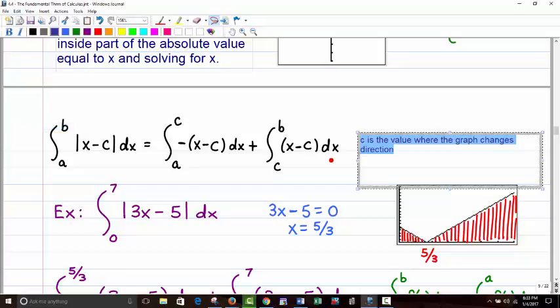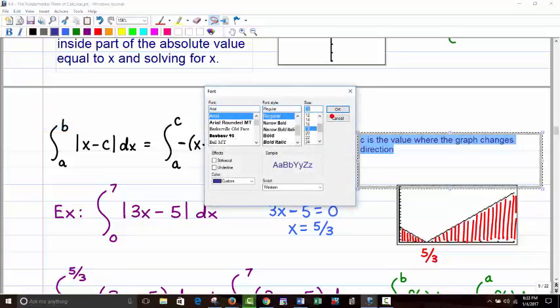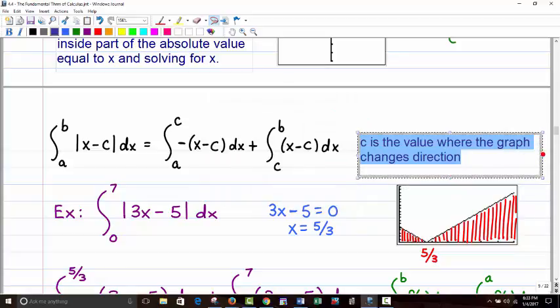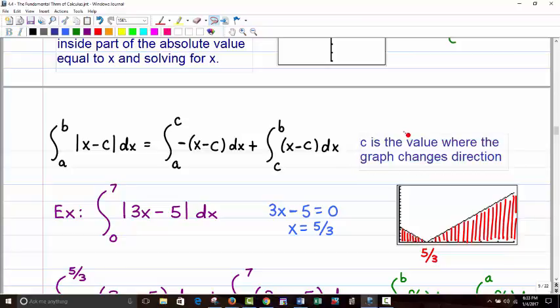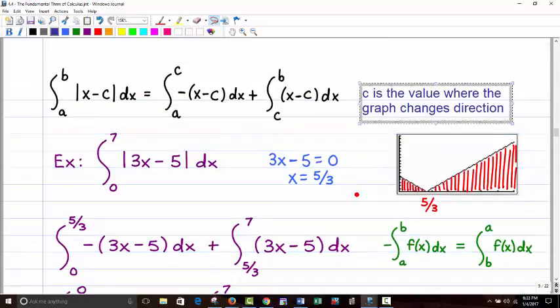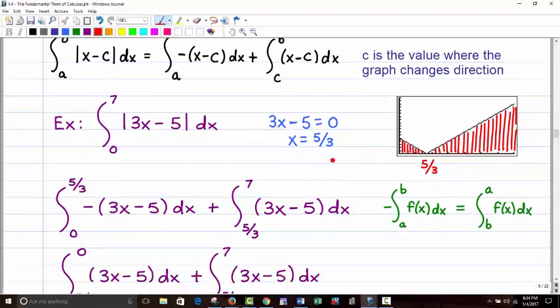The integral from 0 to 7 of the absolute value of 3x minus 5 dx. So right over here in blue, I did the 3x minus 5, and to find the point where the V changes, it's 5/3, which is obviously between 0 and 7. I graphed it just for the heck of it.